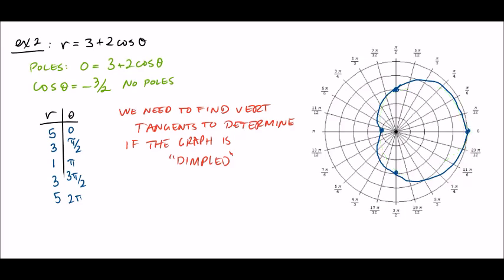But in order to determine how many vertical tangents there are, guess what we need? That's right, we need calculus. That's the one thing we have not done yet in terms of polar equations. So let's get to it.